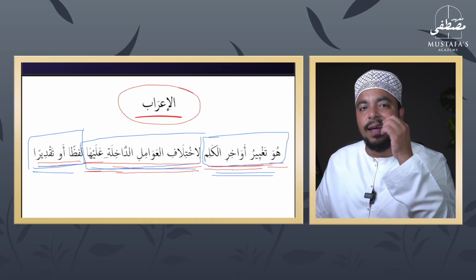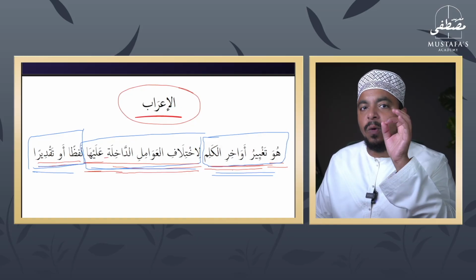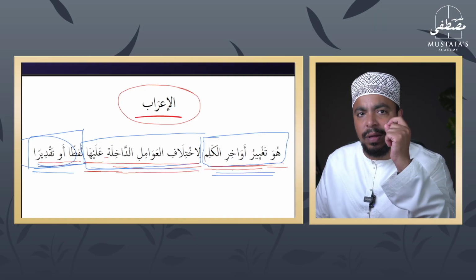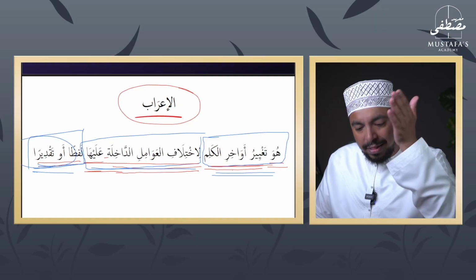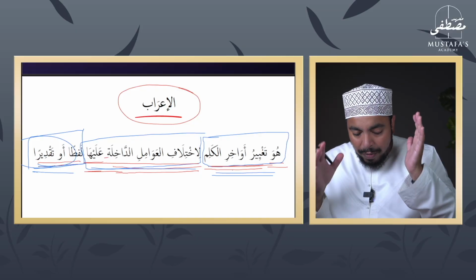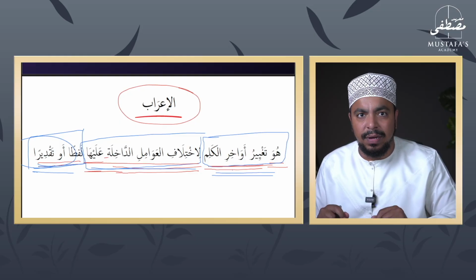So what happens is, lafdhan, you either utter them or you hear them, or taqdiran, you assume them. They're not there, but they literally work the same. Sometimes they're not there, so no matter how much you look for them, you won't find them because of the type of words. Understood?